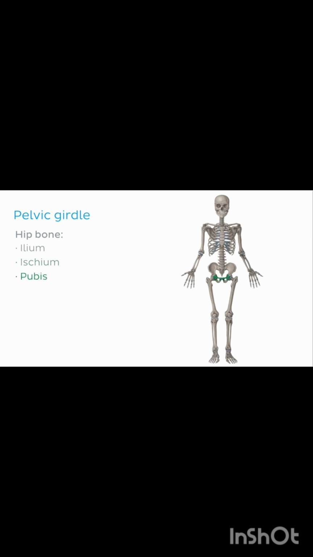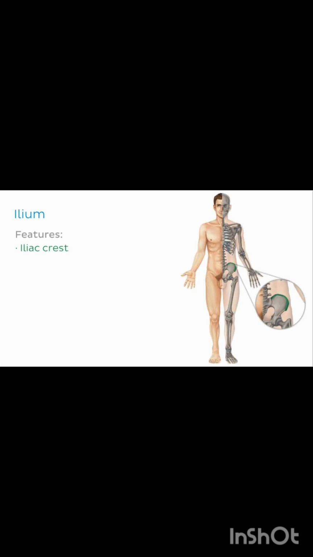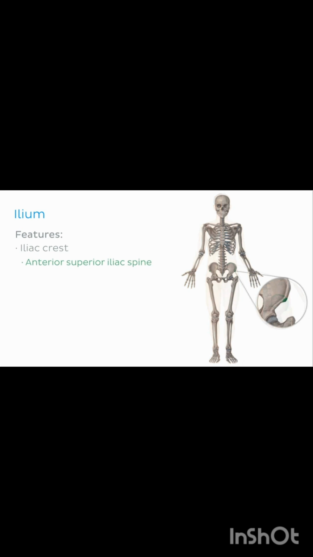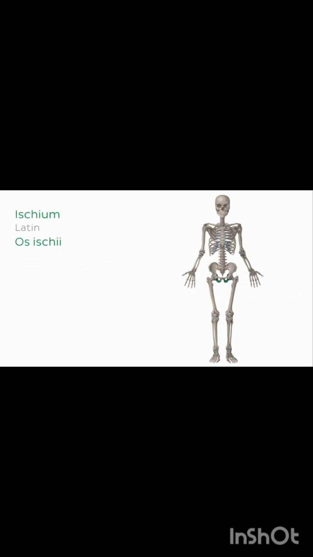So the first component of the hip bone we'll look at today is the ilium. The ilium has several notable features, including the iliac crest and the anterior superior iliac spine. The ischium, as we already saw, is one of the three bones that make up the hip bone. At the inferior surface of the ischium is a bony tuberosity known as the tuberosity of ischium.